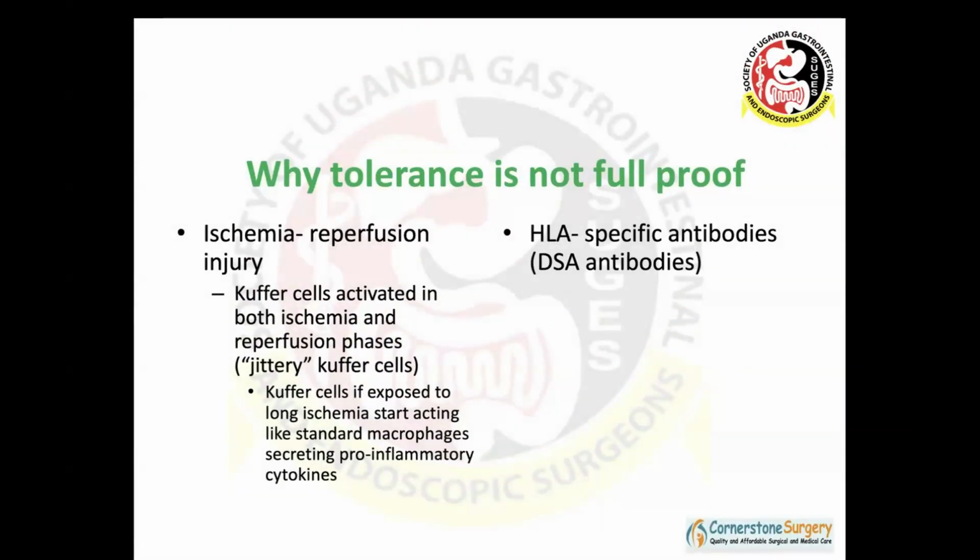But sometimes tolerance per se is not foolproof. That's why we need to immunosuppress even when you have transplanted the liver. Tolerance has limitations. One of the biggest problems is ischemic reperfusion injury. When you're transplanting this liver, it reduces the tolerance of that liver. So if we can minimize the ischemic and reperfusion injuries, we also maintain the tolerance of the liver, so we shall not need a lot of immunosuppression after transplanting it.